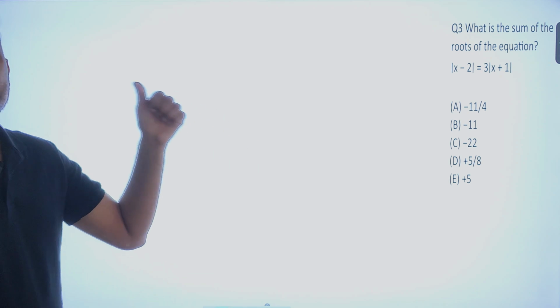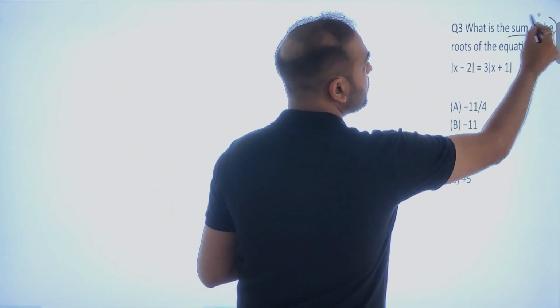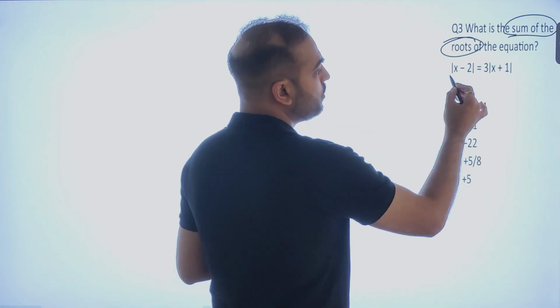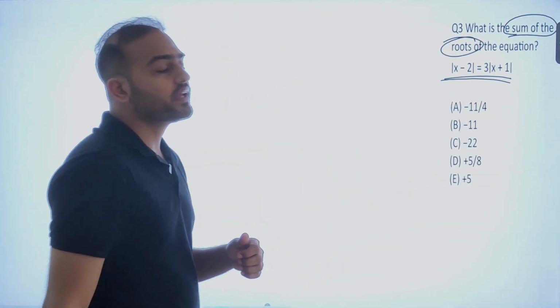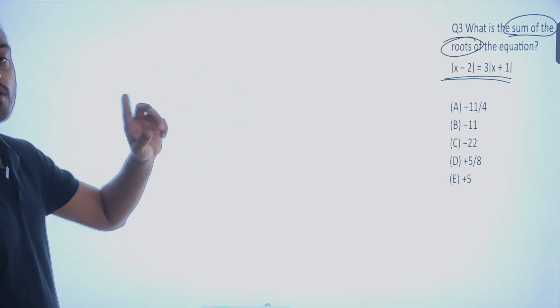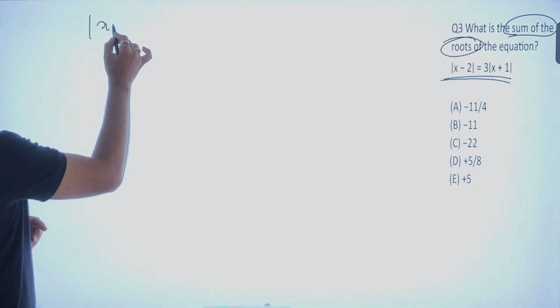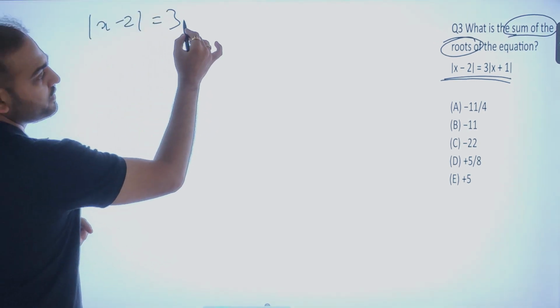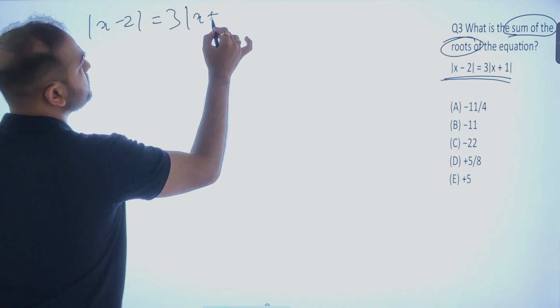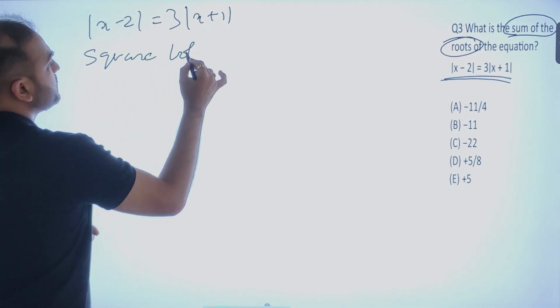Now this question is exactly the same as the previous one, but what they're asking is different. Now we want the sum of the roots. But again, if you see, we have modulus on either side of the equation. So what do we do? We opt for method number 2, that is to square both sides.